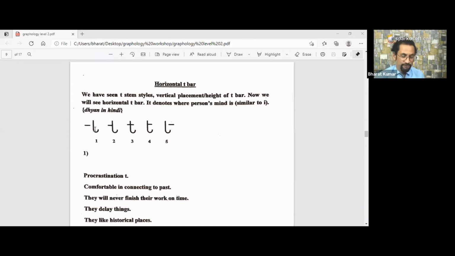Now the second type of T, they are better than the first one. They connect with the past and present also. If the situation demands, they can do work on time. Otherwise, they are also lazy. So the first one will never do work on time, but the second one, on demand, can work on time. If someone is forced, then they will do their task on time, in case of the second type of T.